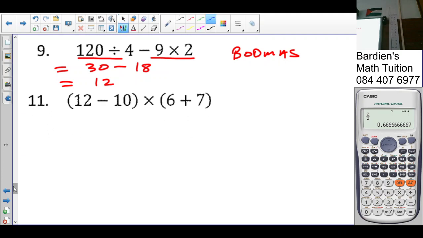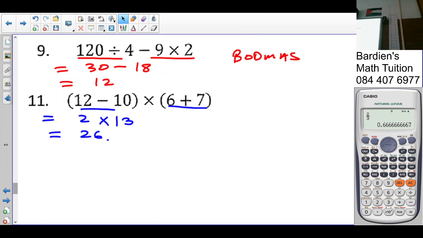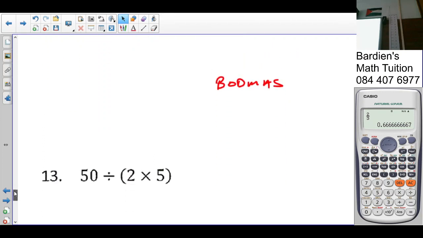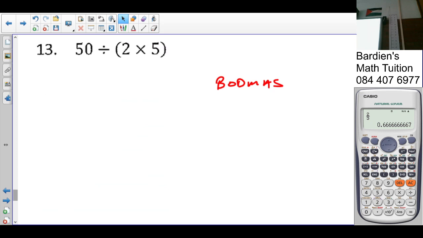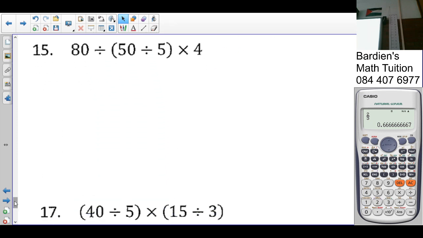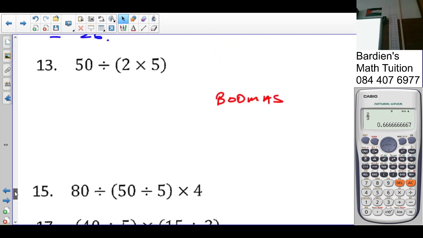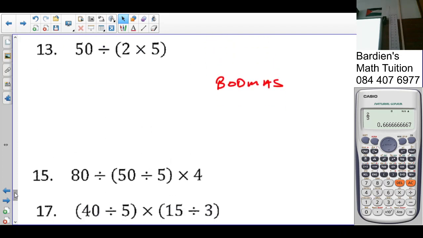Next, 12 minus brackets first. 12 minus 10 is 2 times 6 plus 7 is 13. 2 times 13 is? Okay, any issues there? Not yet. Okay. Number 13. Let's look at number 13. Again, brackets first. It's going to be 50 divided by 2 times 5 is 10. 50 divided by 10 is 5.